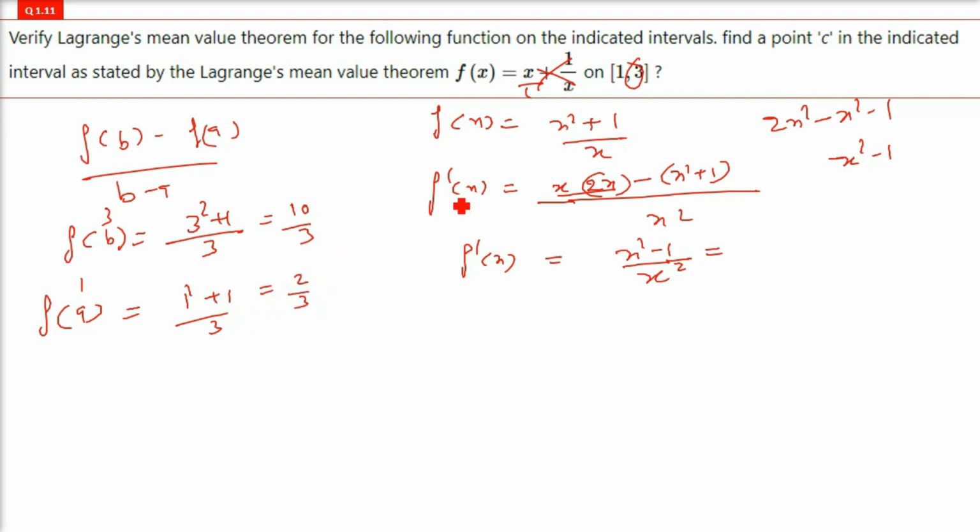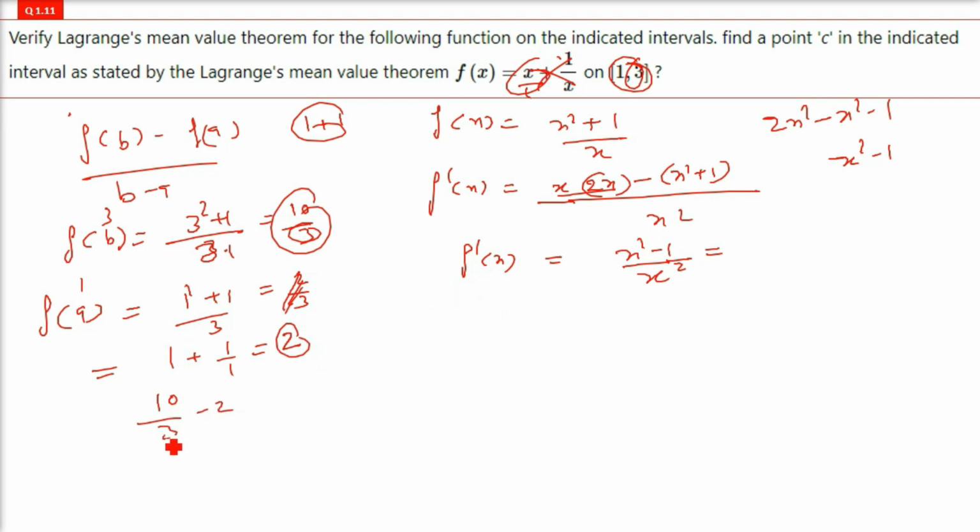So this f of b minus f of a, there is a slight change I have to make. It's 1 square plus 1 by 1. If you put it, 1 plus 1 by 1 is simply 2. And this is okay, this one is okay, 10 by 3. So this 3 square plus 1 by 3 has no problem. So this is 10 by 3. f of a, as I said, I'm just rechecking it to be sure that what we have done is actually okay. So 1 plus 1 by 1, you get this as 2. So 10 by 3 minus 2 divided by b minus a, 3 minus 1 will be 2 only.